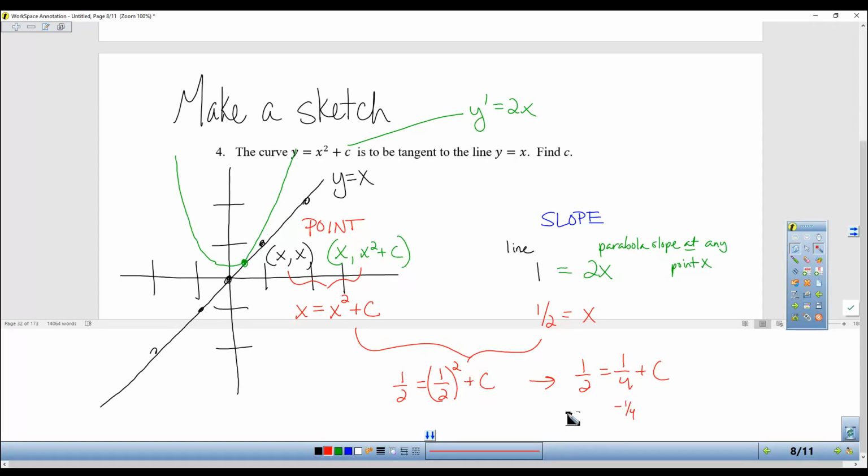Subtract 1/4 from both sides. You should change this to 2/4 so that you can do the subtraction. And c is equal to 1/4. C is equal to 1/4. And that's your answer, because the question asked you to find C.